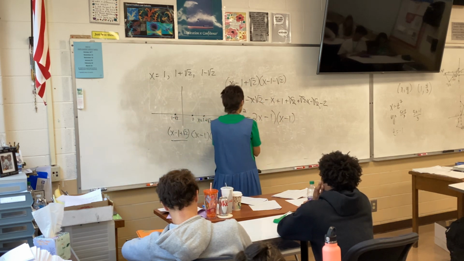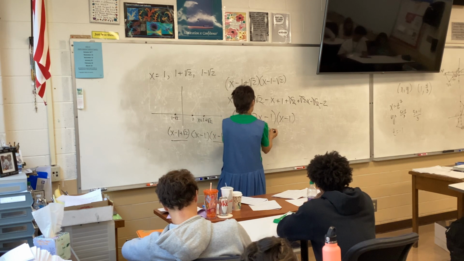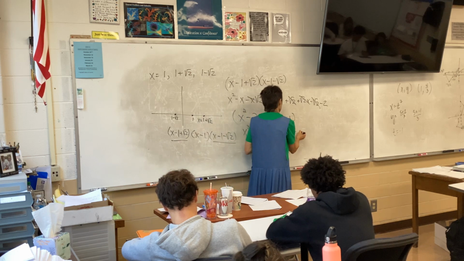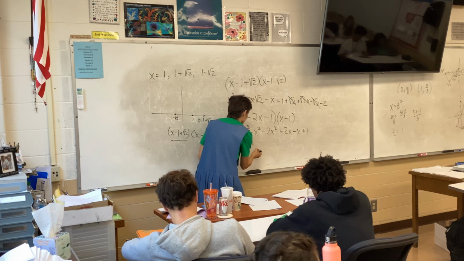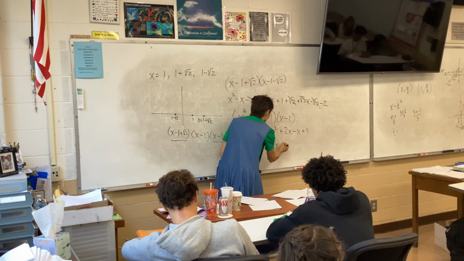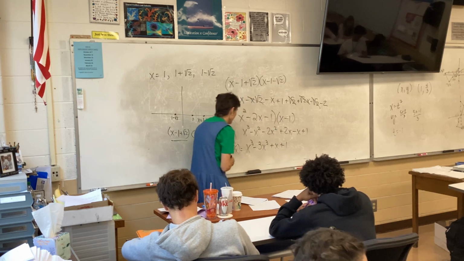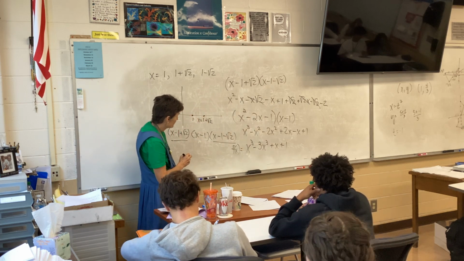So I'll do the same thing. x cubed minus x squared minus 2x squared plus 2x minus x plus 1. With any luck, I added right and multiplied right. Somebody confirm if you did it yourself.